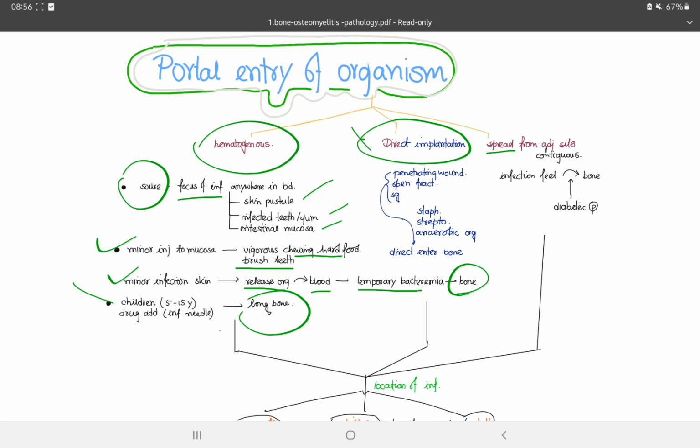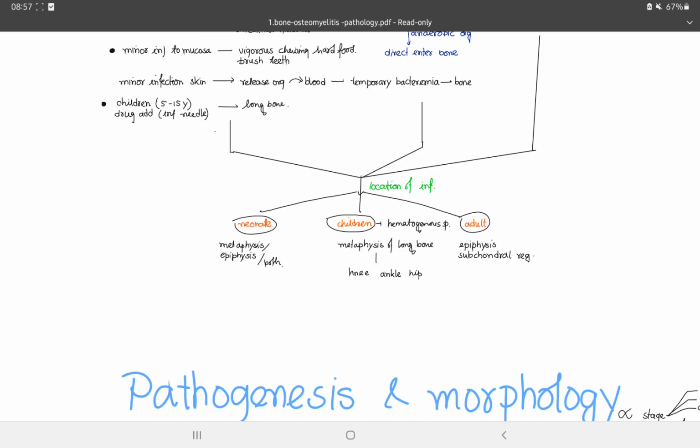In the case of direct implantation, the organism enters through a penetrating wound, open fracture, or surgery, etc. Then Staphylococcus, Streptococcus, and anaerobic organisms will enter the bone directly. Another path is spread from adjacent sites, like infections in the feet going to the bone, as we see in diabetic patients.